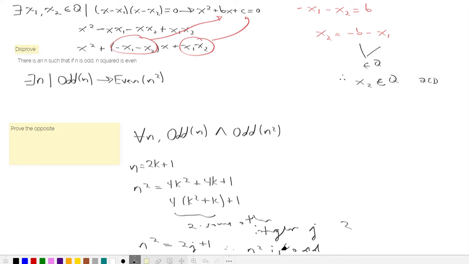So we've proven that the opposite is true. Therefore, our original statement, there exists an n such that if n is odd, then n squared is even, is false. I won't write that down, I just said it.